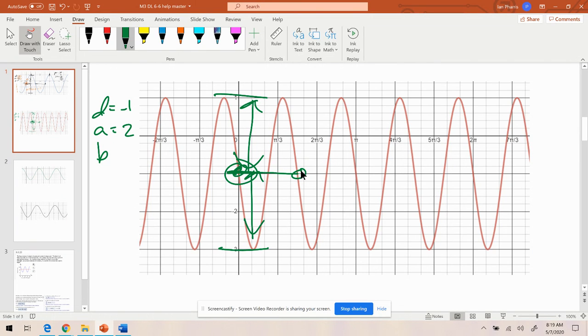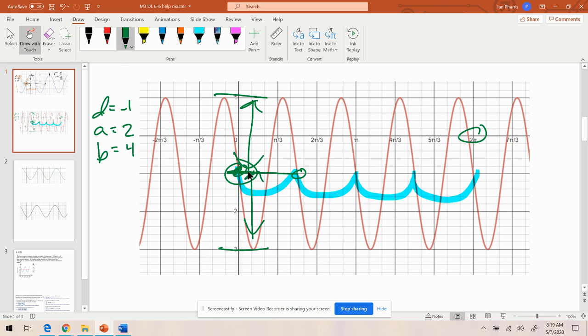But let's see if we can figure this out a different way. Where's 2 pi? Right there. The number of cycles in 2 pi is also equal to b. You can figure this out this way. So there's 1 cycle, 2 cycle, 3 cycle, 4 cycle. So that means b actually equals 4. We don't have to do the miniature calculation anymore.